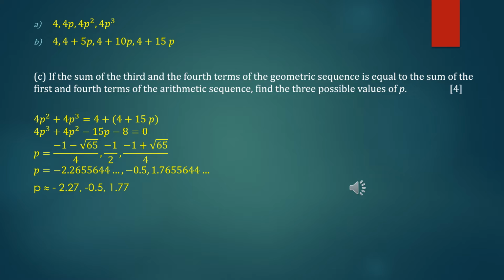So the exact answers for p are negative 1 minus square root of 65 all over 4, negative 1 half, and negative 1 plus square root of 65 all over 4. The approximations of these to decimals are given as this, and then we write our answers to three significant digits. So p is approximately equal to negative 2.27, negative 0.5, which is exact, and another approximation is 1.77.